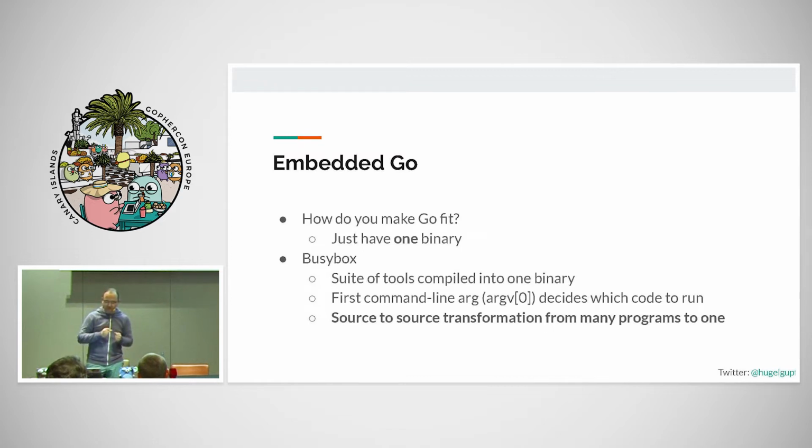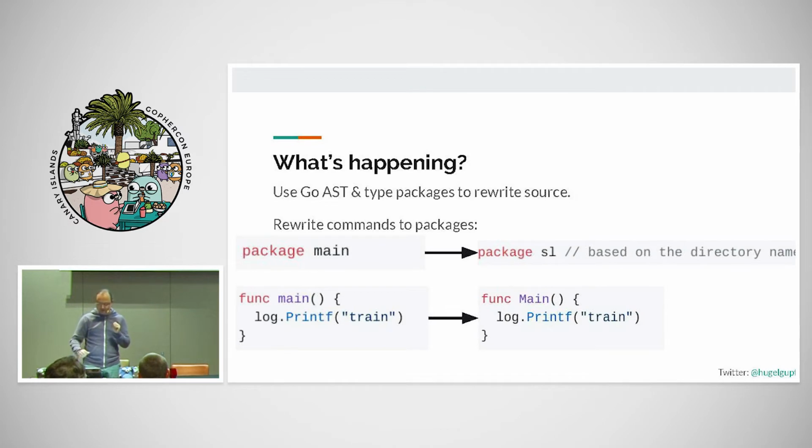So what we've actually done is write tools that do a source-to-source transformation on the commands. Basically, we take the commands and we rewrite them as packages. In its most basic version, that's take main and rename it to uppercase exported Main, something you can call from the outside, but that doesn't automatically get run. And rename the package name to the tool name based on the directory, right? So if I have a command ls with a package main in it, I'll rename package main to package ls.